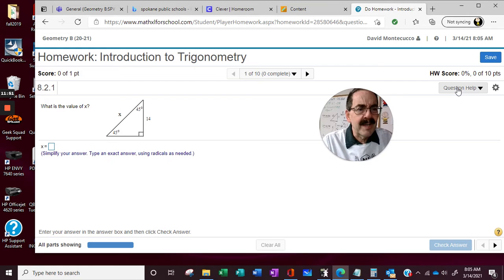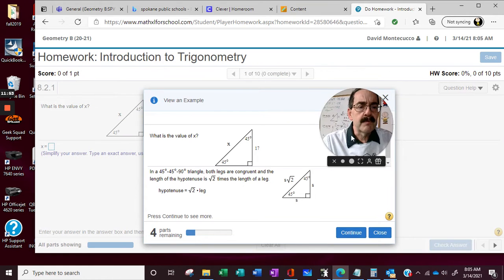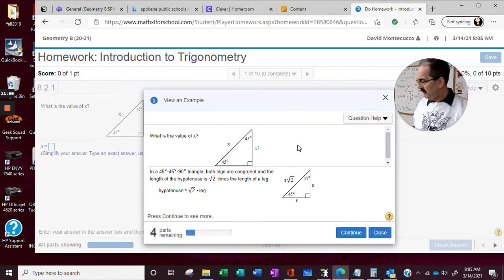Special right triangles. What the heck, Monty? View an example. Okay? Oh, there's what Monty was showing us. The idea of a 45-45-90. We know that a 45-45-90 is nothing more than a square cut in half. Well, a square, this side is equal to this side, is equal to this side, is equal to this side. It is 17, 17, S, S. Okay, now, we studied this thing called Pythagoras a while back, right? Both legs are congruent.